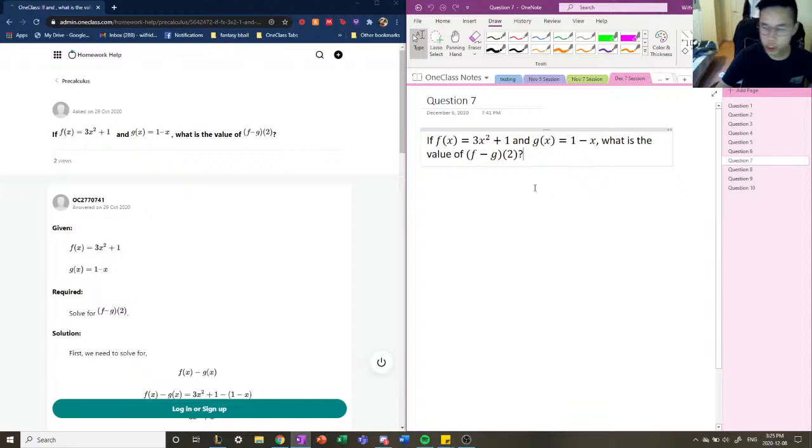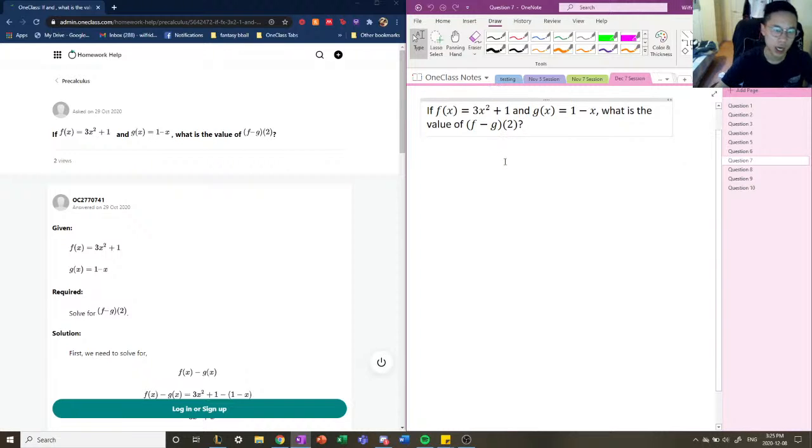All right, so we talked about compositional functions, and now we're going to talk about a different operation. Another thing you can do with functions is add them, subtract them, or multiply them together, and you can create a totally different function. In this case, we have f of x equals 3x squared plus 1, and g of x equals 1 minus x. So what is the value of f minus g?